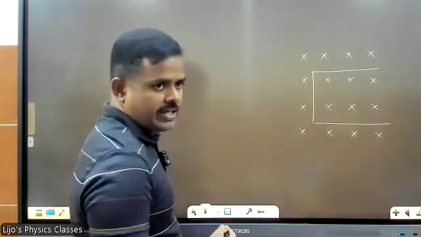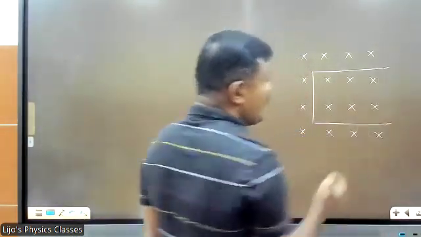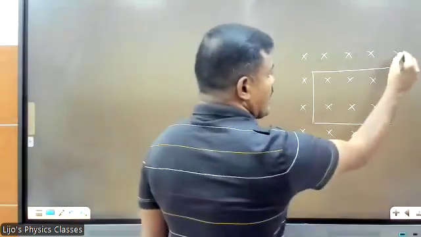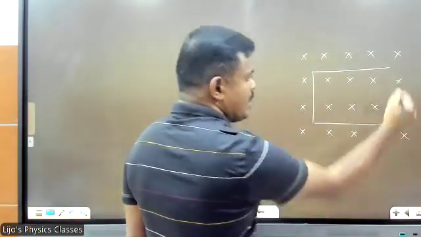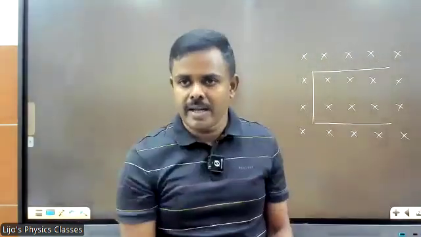This is like a conducting rail. How do you make a conducting rail? You take a copper wire and bend it in this form. You've got a rail, right?